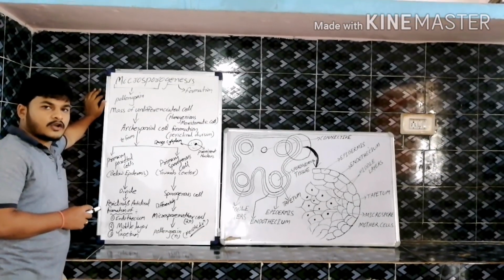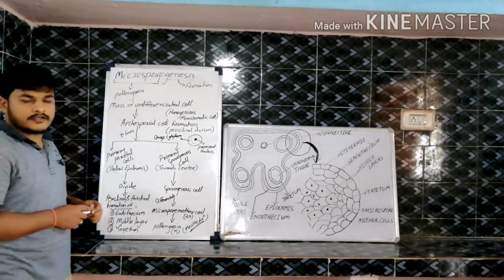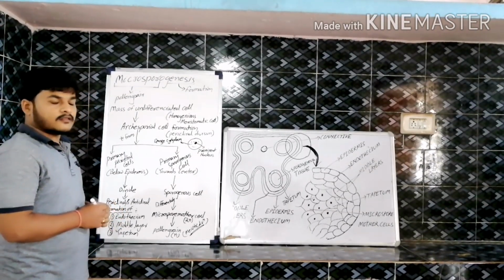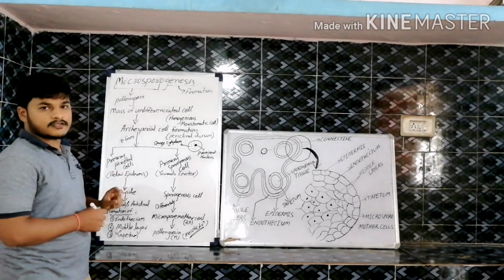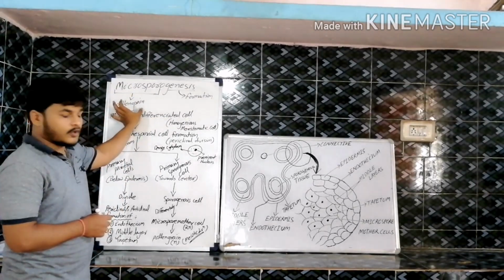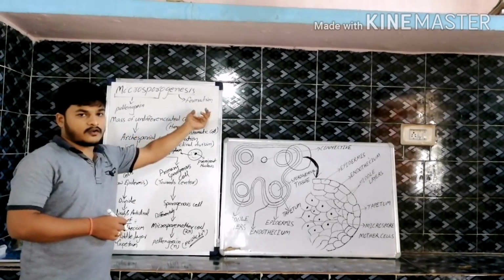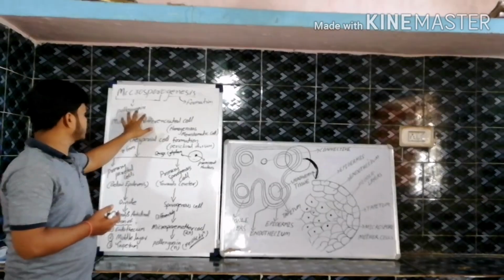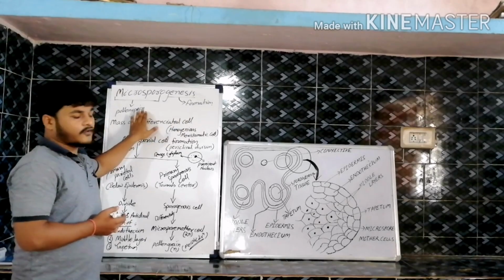First, we are going to study microsporogenesis. The term consists of microspore, otherwise known as pollen grain, and genesis, which means formation. Ultimately, it shows that it is the formation of pollen grain.